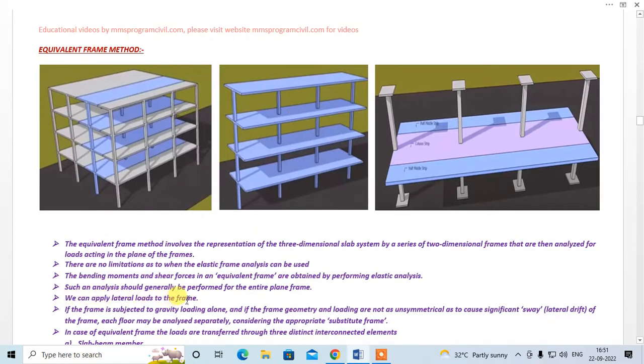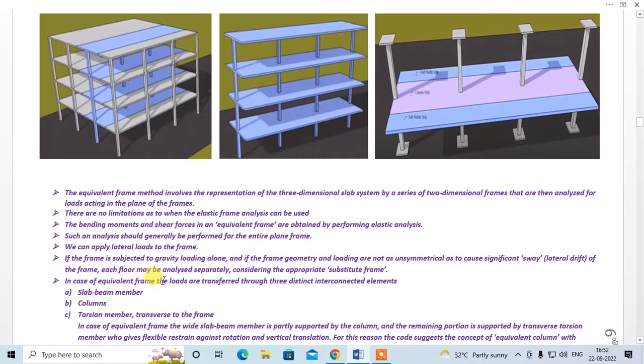We can apply lateral loads to the frame. If the frame is subjected to gravity load alone, and if the frame geometry and the loading are not so unsymmetrical as to cause significant sway, that is lateral drift of the frame, each floor may be analyzed separately considering the appropriate substitute frame. Okay, say if this frame is symmetrical and the loading is symmetrical, and the lateral drift is negligible, then you can design the individual floor by using the substitute frame method. Okay, fine.